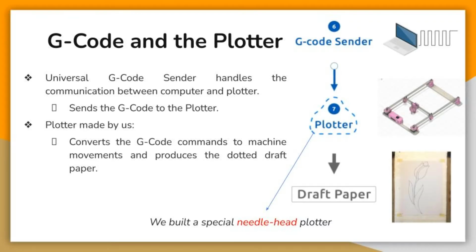G-code and plotter. The verified G-code is sent to the Arduino microcontroller connected to the plotter by Universal G-code Sender. Grbl firmware is installed on Arduino, which drives the motors and components on the plotter, which produce the dotted draft paper.